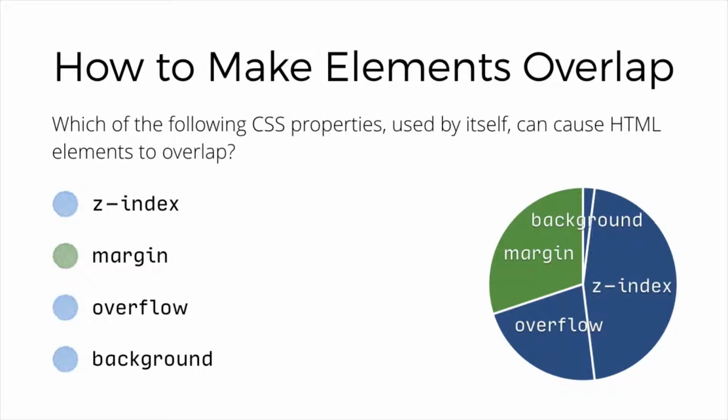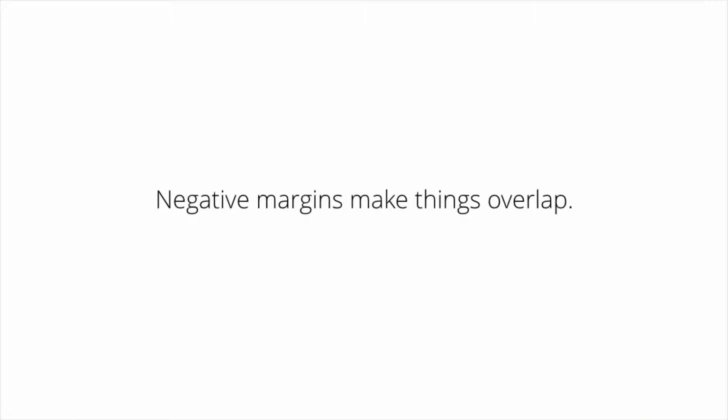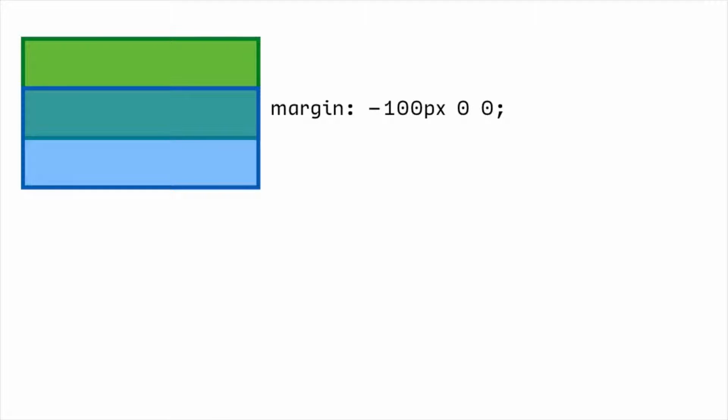And if you got this wrong, you might be wondering how on earth a property that is designed for creating space between elements could cause them to overlap. Anyone want to venture a guess? Negative margins, that's right. So negative margins make things overlap. This is really easy to show. If you have two divs and you set a negative top margin on the bottom one, zoop, it covers the bottom 100 pixels of the one above it. That's how you overlap things using just margins.